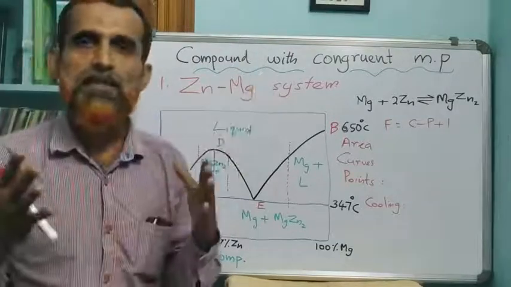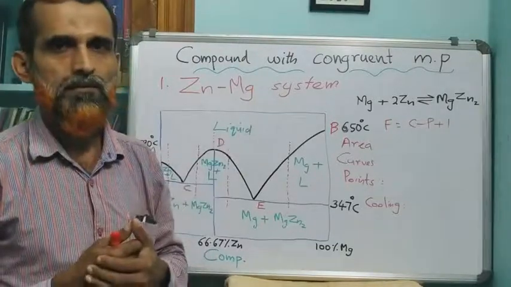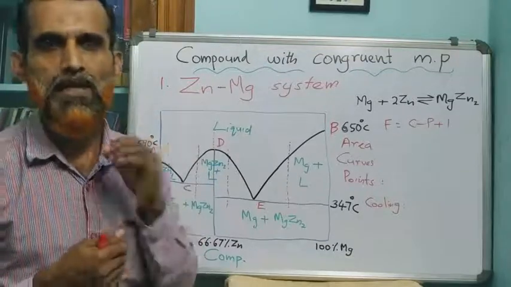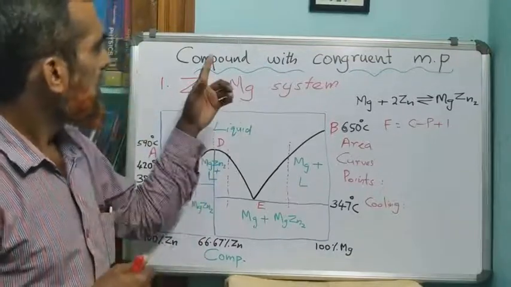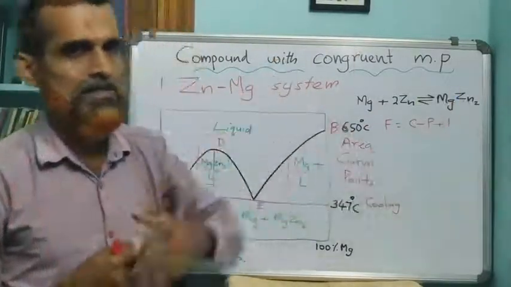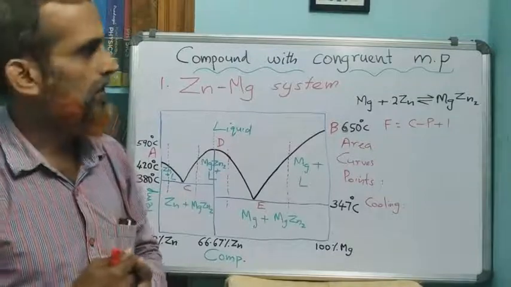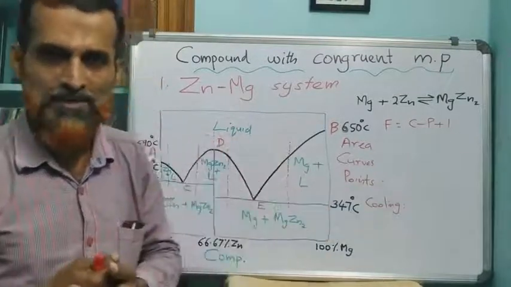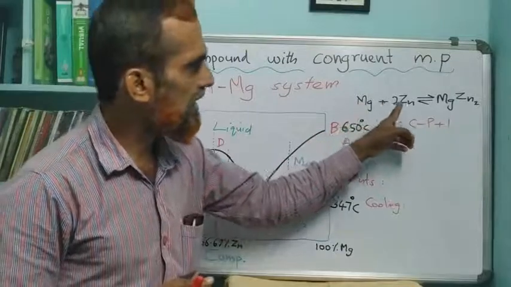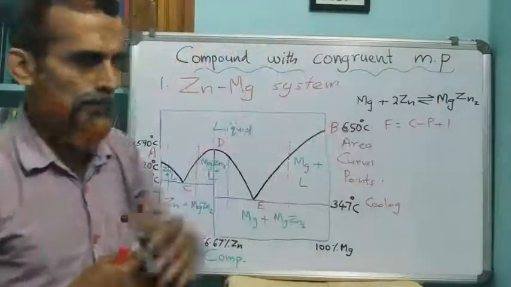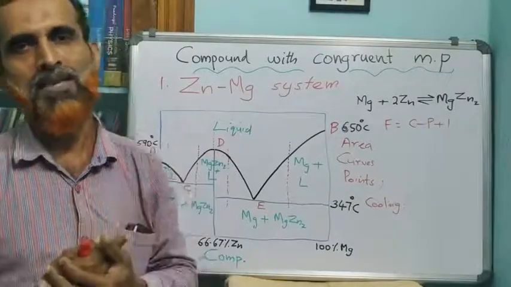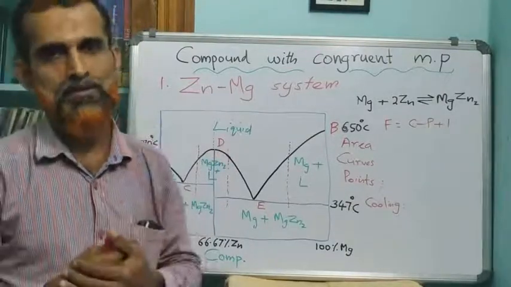The Zinc-Magnesium system is an intermetallic system, two metals which can form an intermetallic compound. So the compound formed here is dizinc magnesium, or you can call it magnesium zincide. The stoichiometry is Mg plus 2Zn giving MgZn2. So magnesium and zinc enter into chemical combination forming a distinct compound.